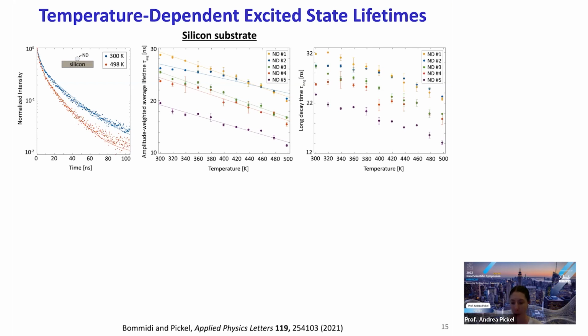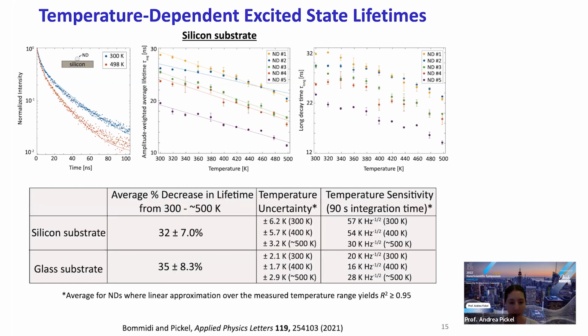And then finally, we also see from the right-hand figure that the majority of the temperature dependence comes from the longer decay component. And we repeated all these same types of measurements for nanodiamonds on glass substrates, and I won't show those results for the sake of time, but they're largely very similar, with the main difference being that the lifetimes are slightly longer on average.